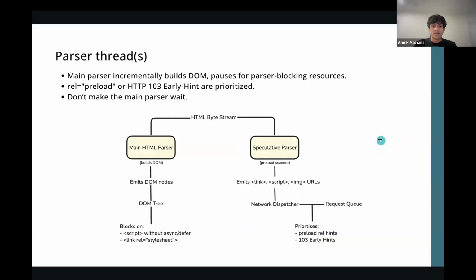So the main parser builds the DOM step by step as HTML streams in, but it pauses if it hits a blocking script without async or defer, or a style sheet, because those can affect what comes next or block scripts that rely on CSS. At the same time, the speculative parser runs ahead and starts fetching resources like images, CSS, and scripts early, even before the main parser reaches them. It prioritizes anything marked with preload or sent via early hints, so key resources load early.